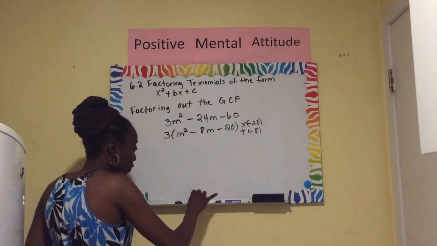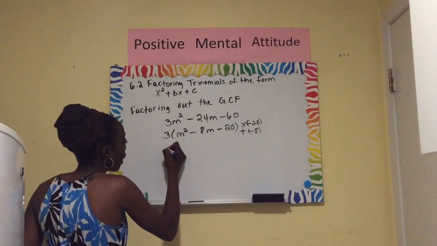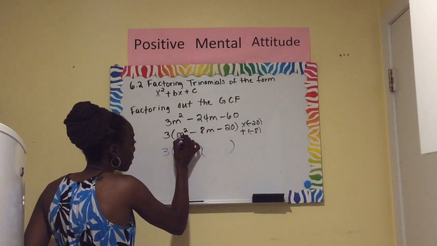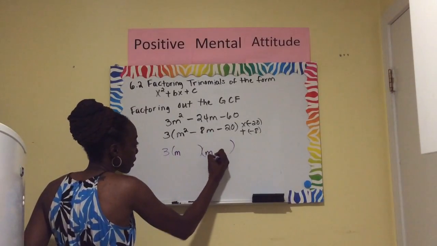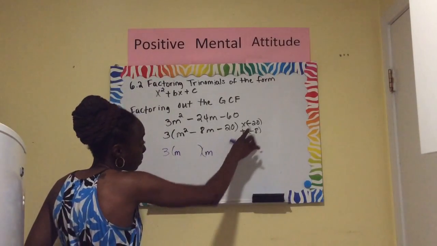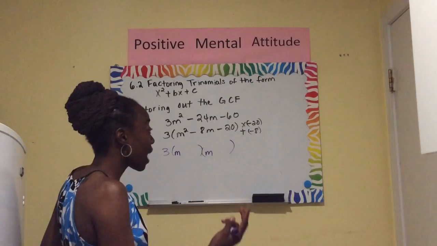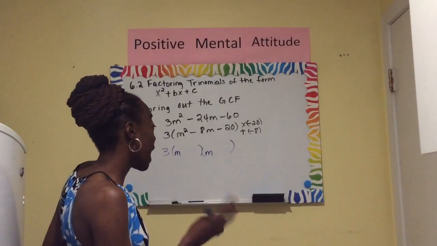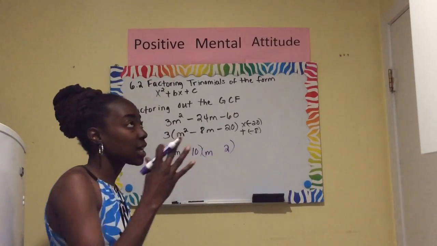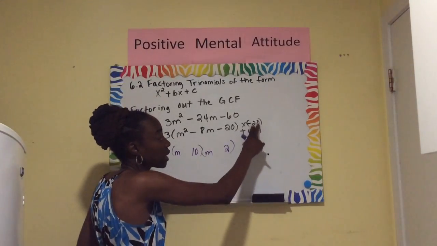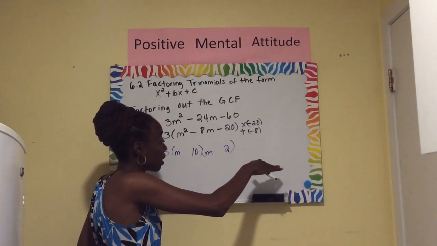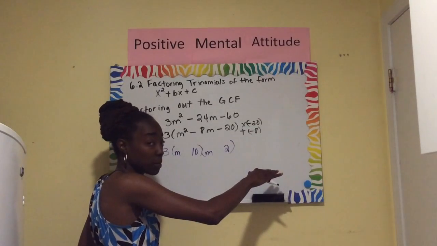So once you look for that, you've got to keep your 3 on the outside, okay? Then since m is our variable, we're going to put our m in the front. And again, we're looking for two numbers that multiply together to give me 20, but add or combine together and give me an 8. So in this case, it's going to be 10 and 2. Now, how did I get 10 and 2? I thought about everything that multiplied to give me 20. 4 times 5 gives me 20. 2 times 10 gives me 20. And 1 times 20 gives me 20.